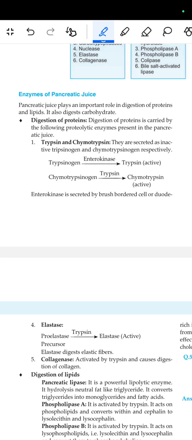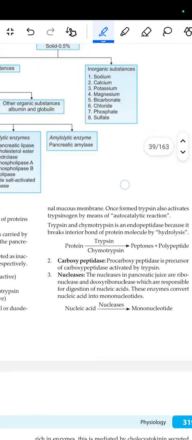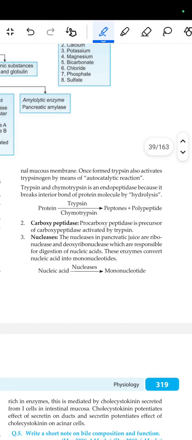Trypsinogen is converted into trypsin by enterokinase, and chymotrypsinogen is converted into chymotrypsin by trypsin. Both are active. Enterokinase is secreted by the brush border cells of the duodenal mucous membrane. Once formed, trypsin also activates trypsinogen by means of an autocatalytic reaction. Trypsin and chymotrypsin are endopeptidases because they break the interior bonds of the protein molecule by hydrolysis.